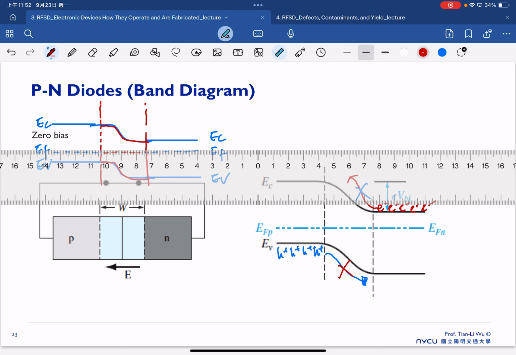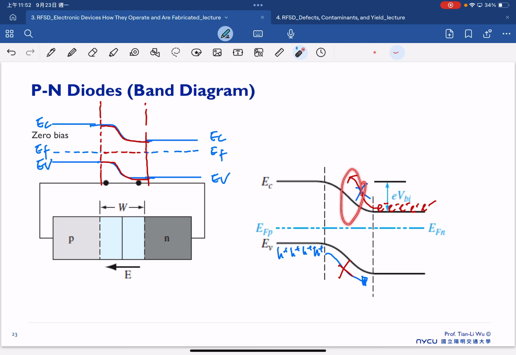So the mountain here is actually a potential barrier. But here, we have a special name for this potential barrier. We call it the VBI. The VBI is the built-in potential. The reason we call it built-in is that we don't do anything. We don't give any bias. We just put these materials in contact with each other, and the potential is already generated. It's already there, so that's why we call this a built-in potential.